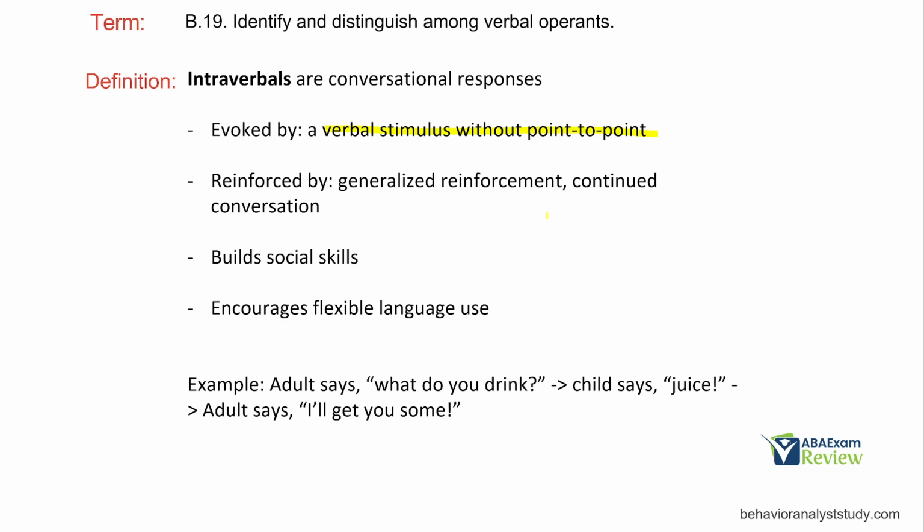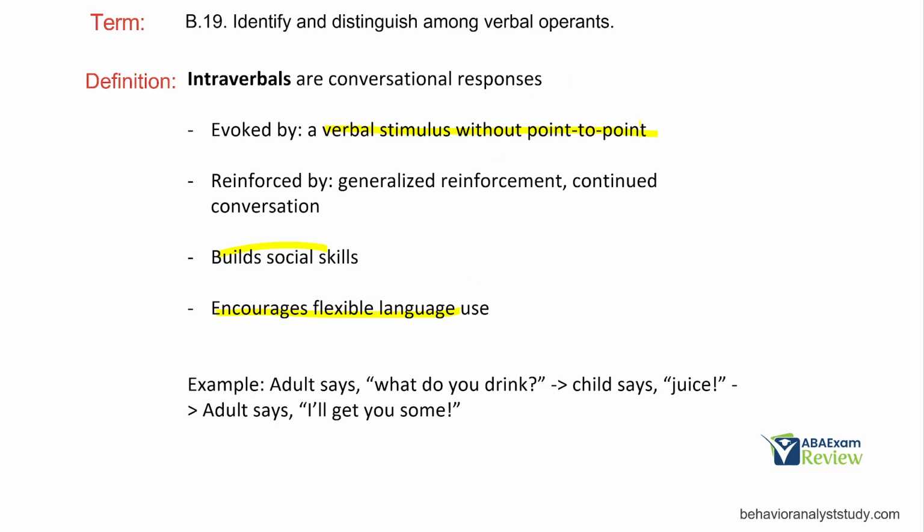Reinforced by generalized reinforcement, often social, continued conversation. This can help build social skills and encourages flexible language use. Think about if you're working with a child and you say, "Name 3 animals." They say monkey, tiger, lion. You say, "Name 3 more animals." And we're trying to get them to name 3 different animals: bird, cat, lion, right? Whatever it may be. We're encouraging flexible language use by trying to reduce echoics and simple requests into more conversational verbal operants, I should say.